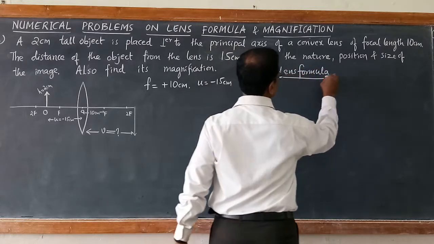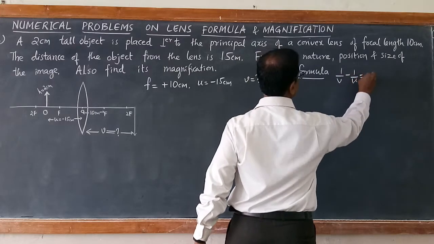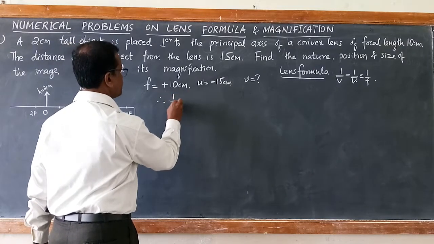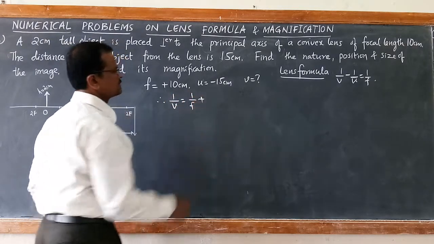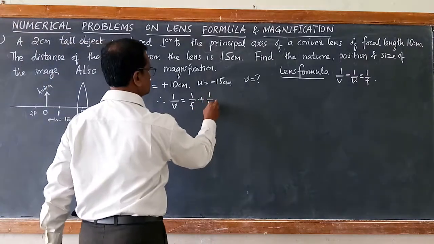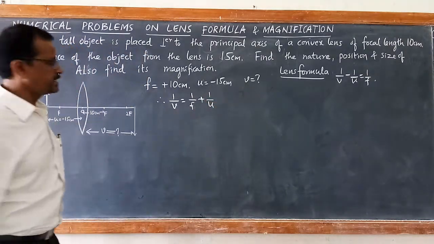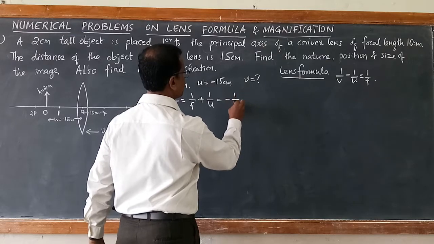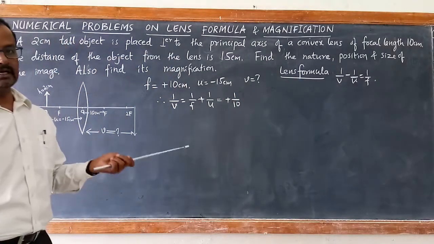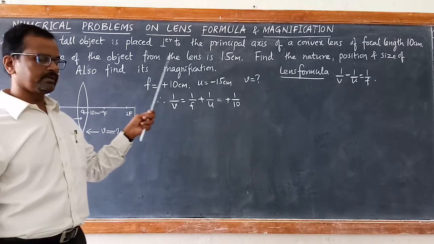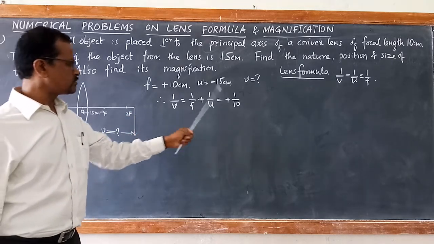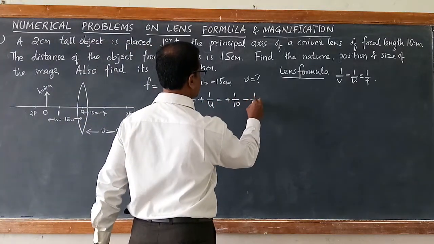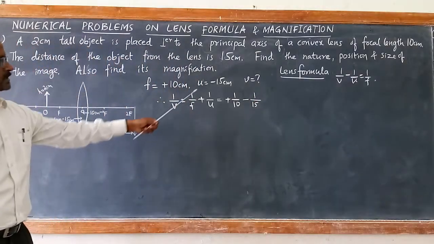What is the lens formula? 1/v minus 1/u is equal to 1/f. This implies 1/v is equal to 1/f plus 1/u. After taking minus 1/u to the right-hand side, it becomes 1/f plus 1/u. Just substitute the values. Sorry, it is plus 10 here. In the earlier case it was negative, therefore we took negative. Now here it is positive: plus 1/10, and minus 1/50, since the object distance is minus, therefore I have put minus. Object distance is 50.